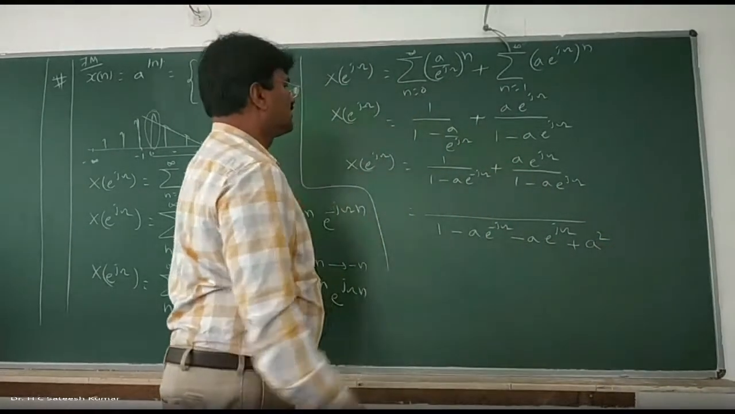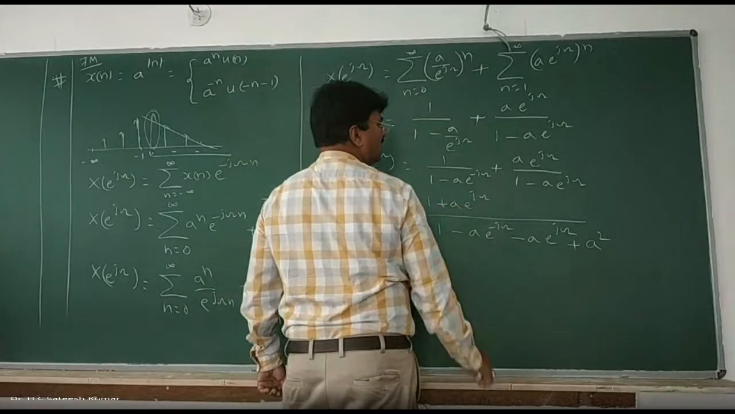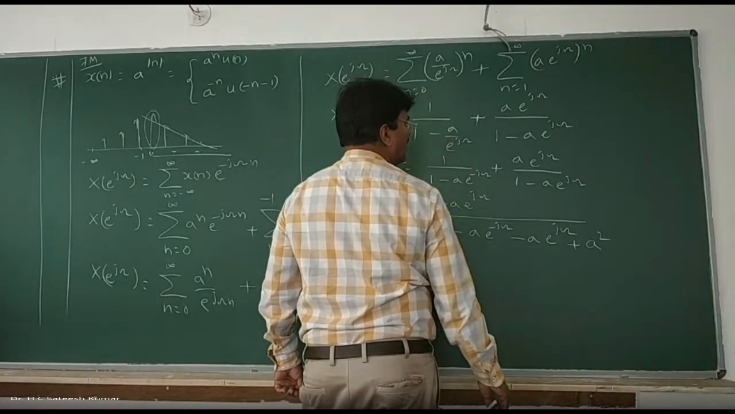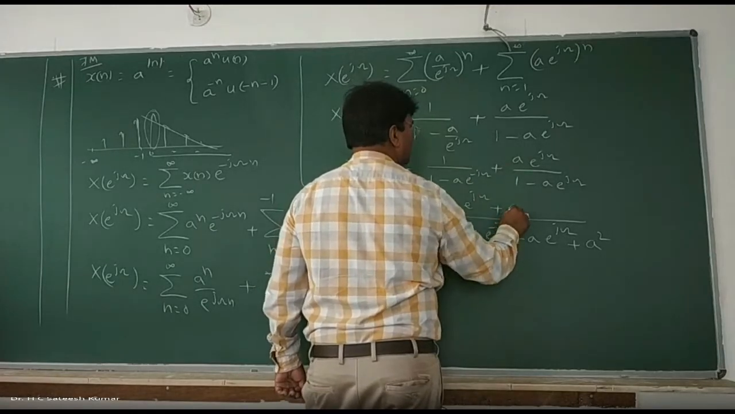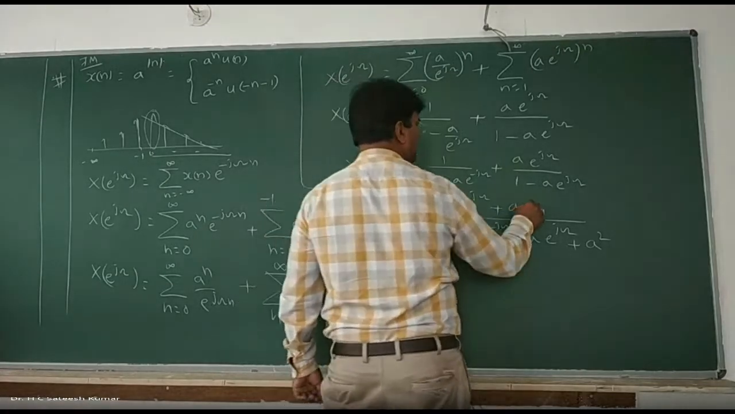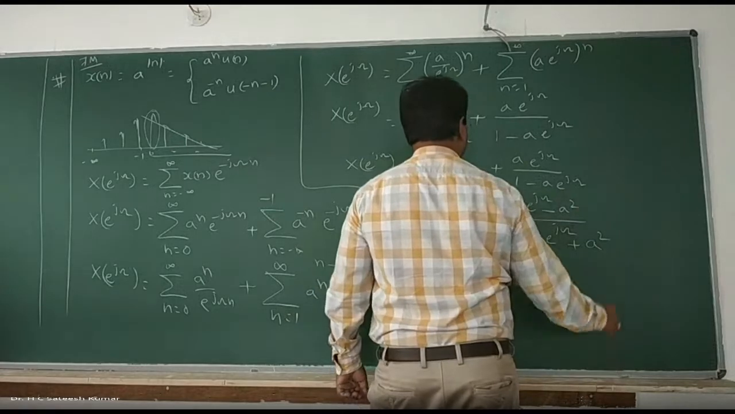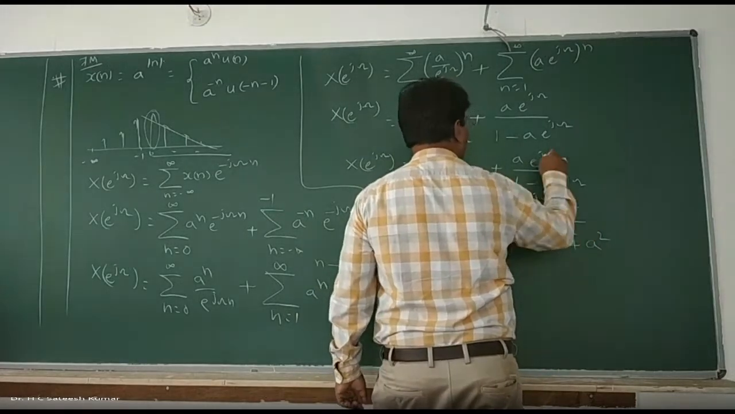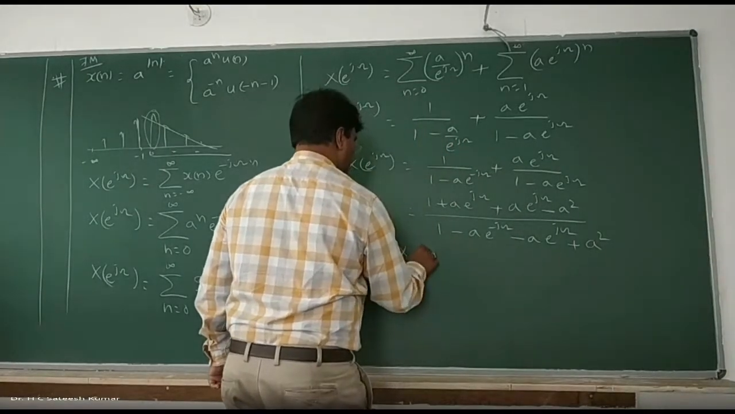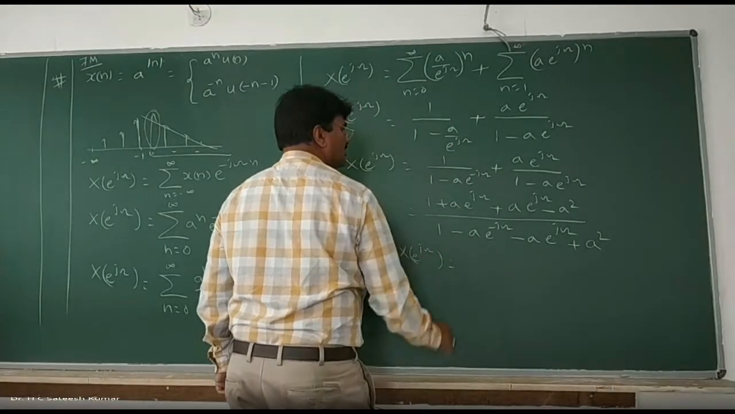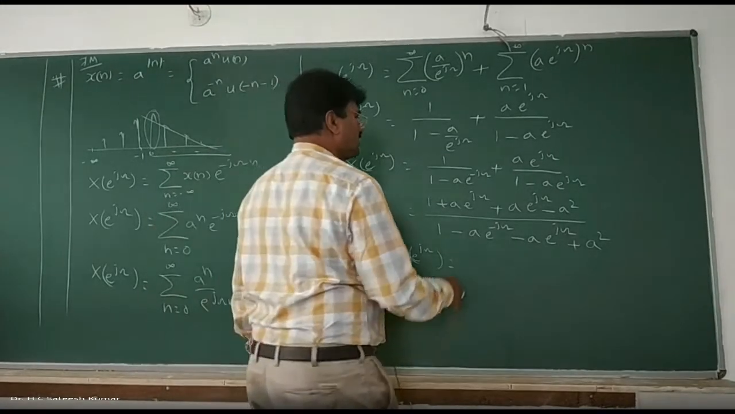So now 1 plus a into e to the power of j omega, plus you multiply this with this. What will you get? A into e to the power of j omega minus a square into e to the power of minus j omega, and e to the power of j omega is 1. You will get X of e to the power of j omega is equal to 1 minus... So anything is getting cancelled.